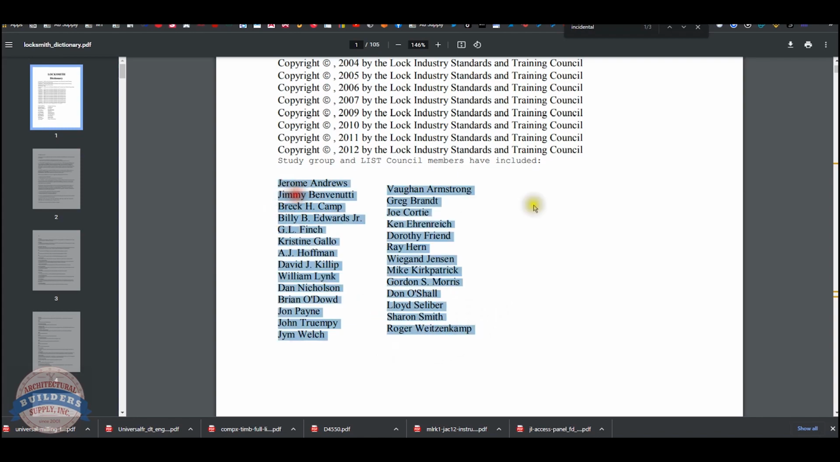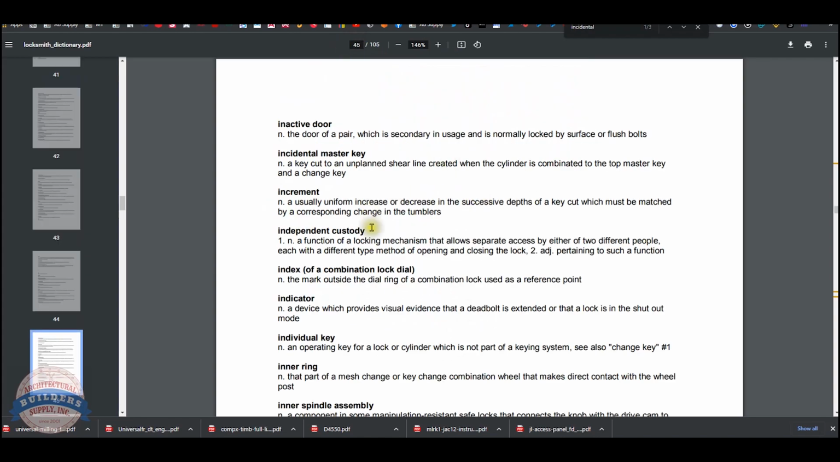So the people that put this together, that term is there for a reason, a very specific reason. I'm going to just conclude that the use of the term master in incidental master key is that it is a key that very likely operates more than one cylinder. Without being able to speak to Lloyd and ask why exactly the term master key is inserted there: incidental key, a key cut to an unplanned shear line created when the cylinder is combinated to the top master key, also known as the TMK, and a change key. Okay, now what does that mean?